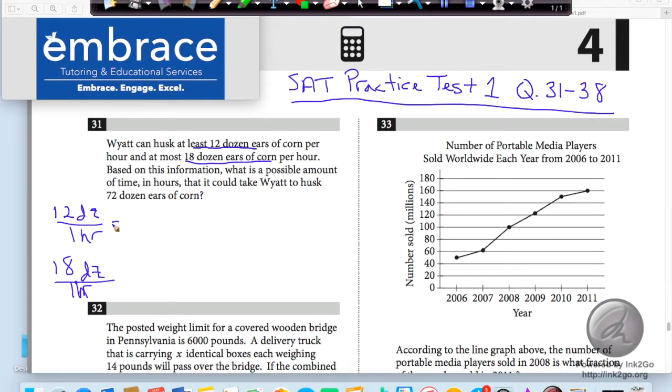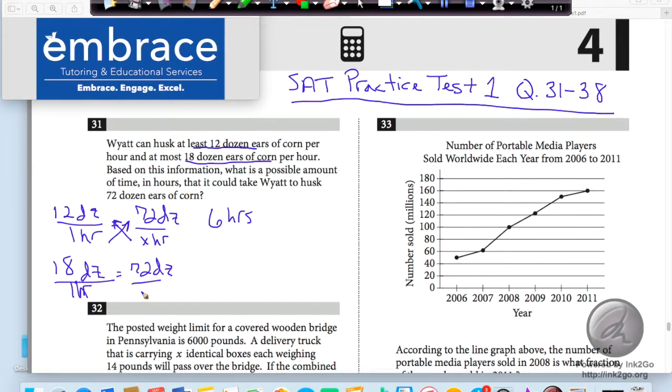But the best way to solve this is still really the same methodology. I'm going to have 72 dozen here, and I'm also going to have 72 dozen here. And what you can tell is I'm setting up a proportion, right? I'm going to solve for X hours. And this is when his slower rate at 12 dozen ears of corn per hour, I would end up cross multiplying. And so I would do X times 12 dozen equals 1 hour times 72 dozen. And I'm going to end up getting 6 hours when I actually solve that through.